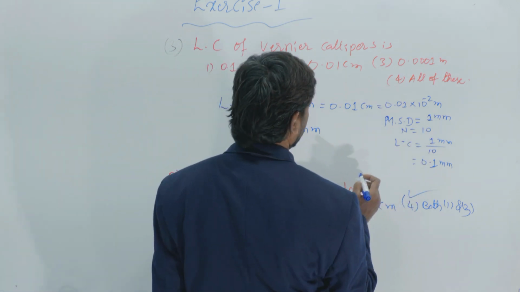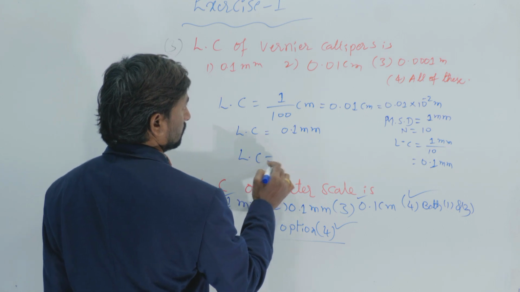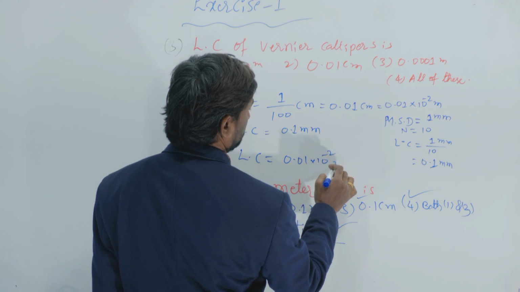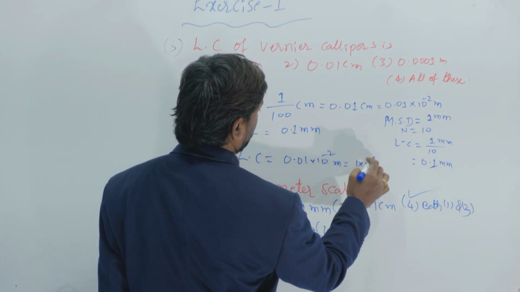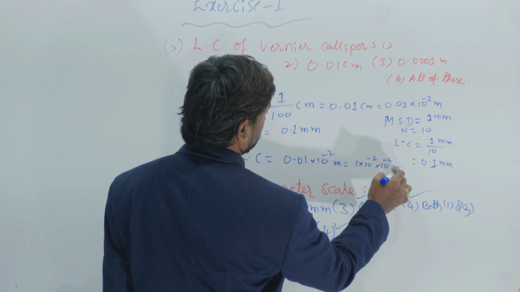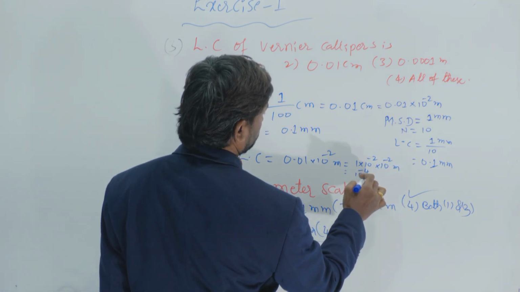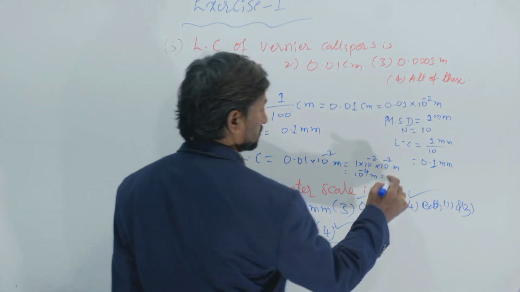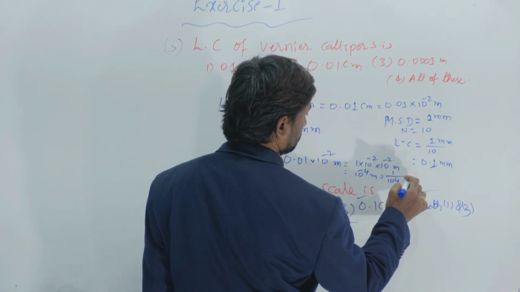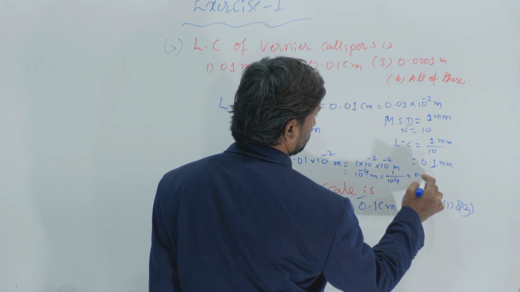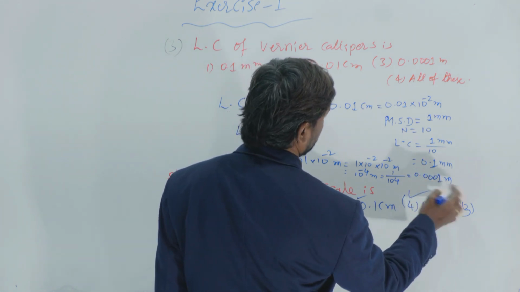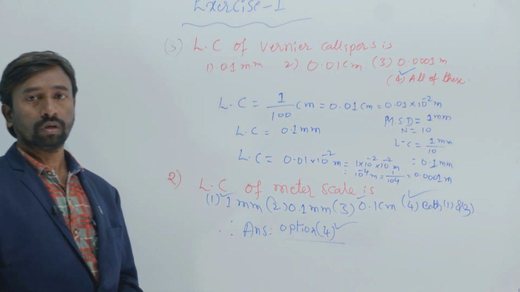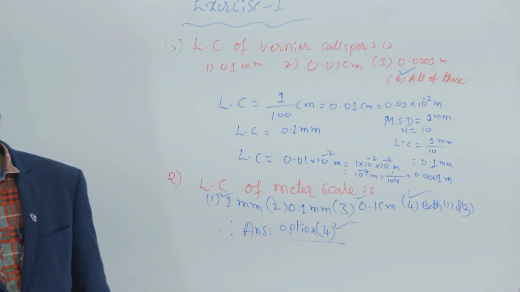So least count in centimeters is 0.01 into 10 to the power of minus 2 meters, which means 1 into 10 to the power of minus 2 into 10 to the power of minus 2 meters. That can be written as 10 to the power of minus 4 meters, which is 1 by 10 to the power of 4, that is 0.0001 meters. So all of these come true. So the option is option 4. The correct answer is option 4.